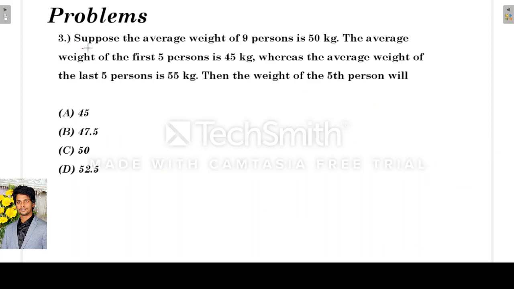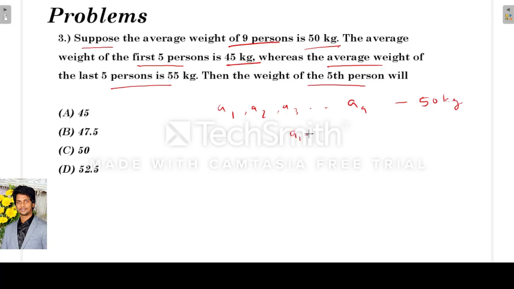Next, suppose the average weight of 9 persons is 50 kgs. The average weight of the first 5 persons is 45, whereas the average weight of the last 5 persons is 55. So what is the weight of the fifth person? They are telling A1, A2, A3 like this, up to A9, the average weight is 50 kgs. Therefore we can say that A1 plus A2 plus A3 dash dash dash A9 is equal to 50 into 9. 9 persons are there, average is 50, so the total will be 450.